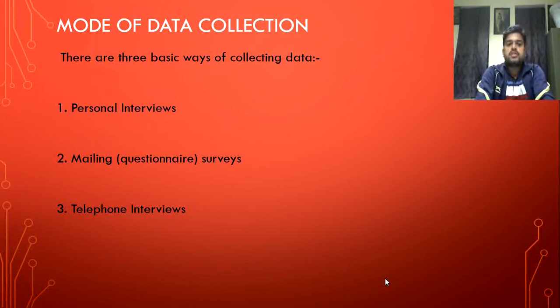So the first thing is personal interviews. That means the person comes physically present there one by one, and there are some interviewers who ask questions. So that is personal interviews, physically present. The second mode is mailing or questionnaire survey. You can send people the questionnaire through mail, and they will respond to you through the same mail or email. Then the third one is telephone interview. You can call someone and then you can ask whatever question you have to ask.